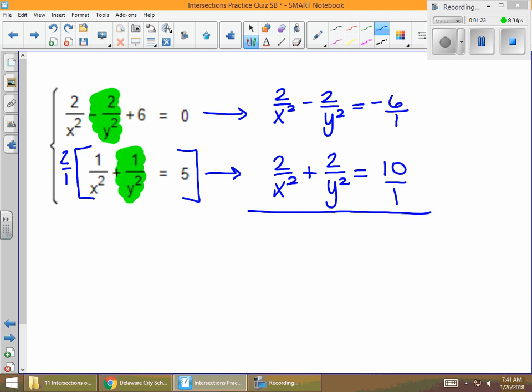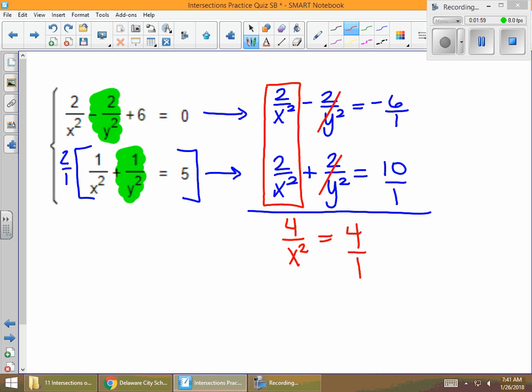And now we can add. So our x's have a common denominator. We have 2 over x squared plus 2 over x squared. That's going to give us 4 over x squared. I know it's weird to see variables as x squared, or variables as the denominator, but they're common. So just go ahead and add your numerators. Our y squareds cancel, since we have a negative 2 over y squared and a positive. And then negative 6 plus 10 is 4.